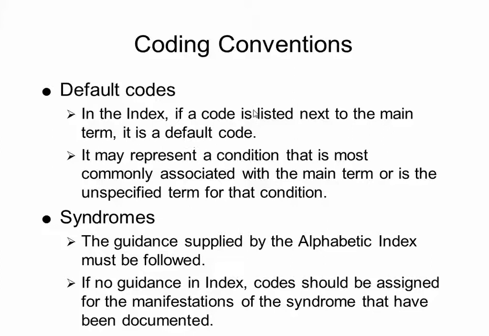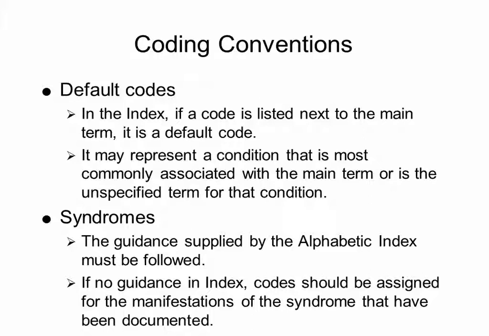Then we have syndromes. Okay? Here's the thing about syndromes. You must go to your alphabetic index and follow what it tells you to do. Okay? You're going to look up syndrome first. But you're going to look for what it says to do, syndrome, and then you look for your subterms, and do what it tells you to do in the alphabetic index. If it tells you to go someplace else, you go someplace else. Okay? If there isn't any guidance in the index, if there's nothing there to fit that syndrome, then you would assign the codes that you have for the manifestations of that syndrome.